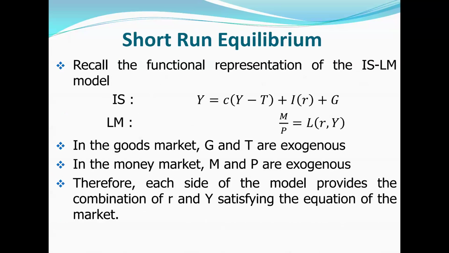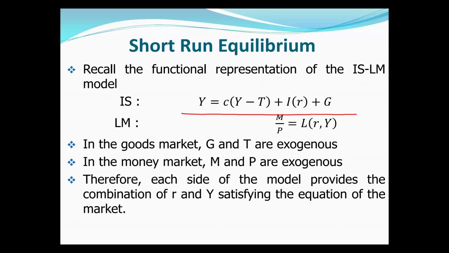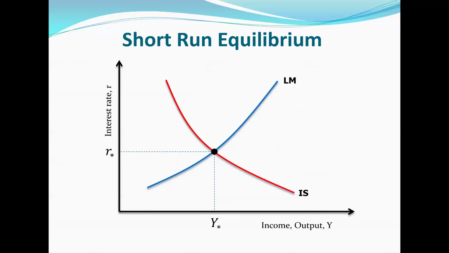So in the short run, we know that this is the IS curve, right? That's how it is drawn by that function. LM by this. In the goods market, we have said that government expenditure and taxes are exogenous factors. These are independent. They are the ones that we are adjusting. And in the money market, what is exogenous? It's just the amount of money and the price. In the short run, this is what we have.